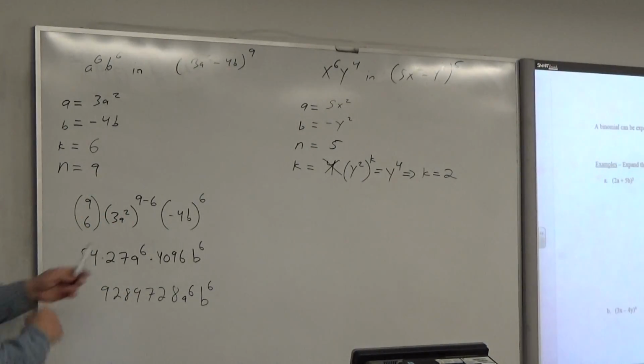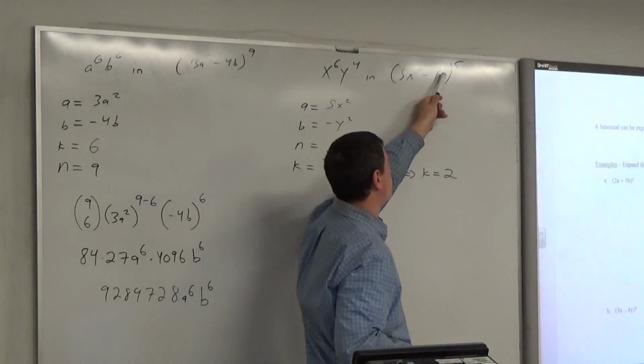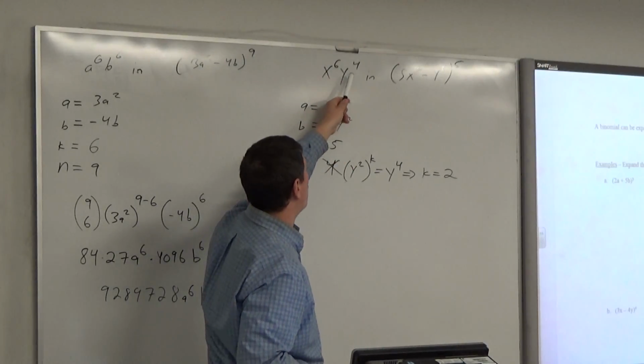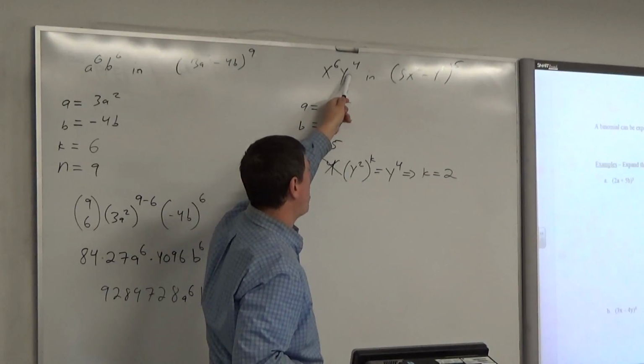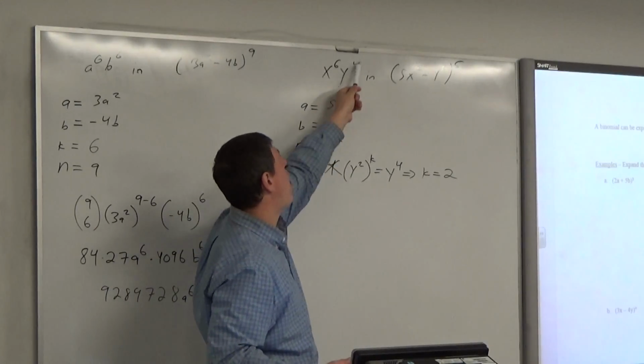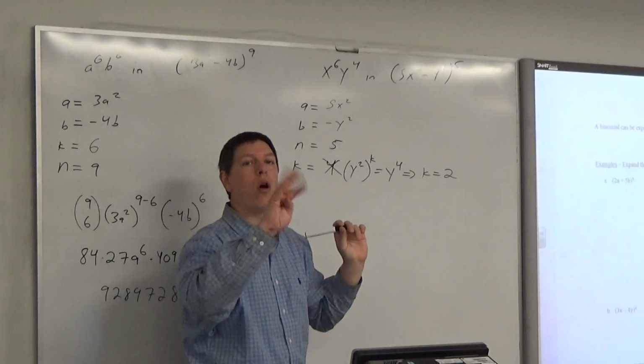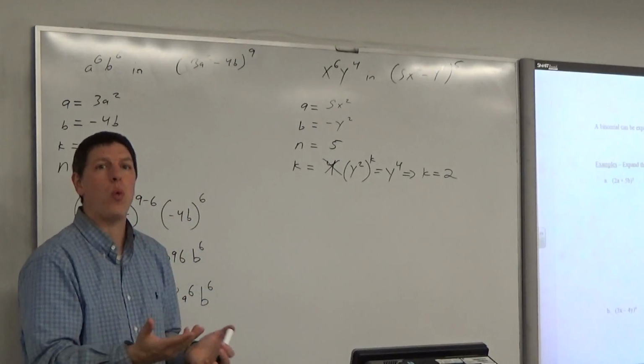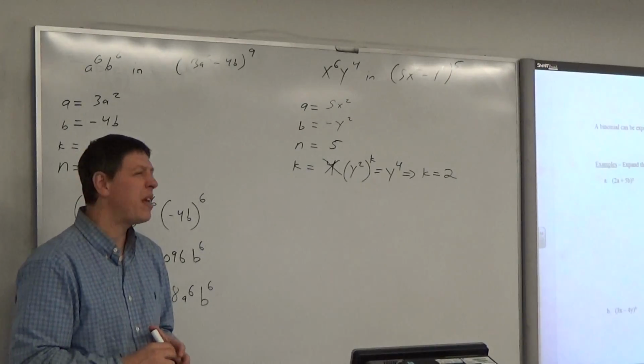It's because this second binomial term is squared. What if I was looking for, let's say, y to the 8th? What would k be if y was to the 8th power? 4. Because you would have to square y to the 4th to get y to the 8th. Does that make sense, guys?